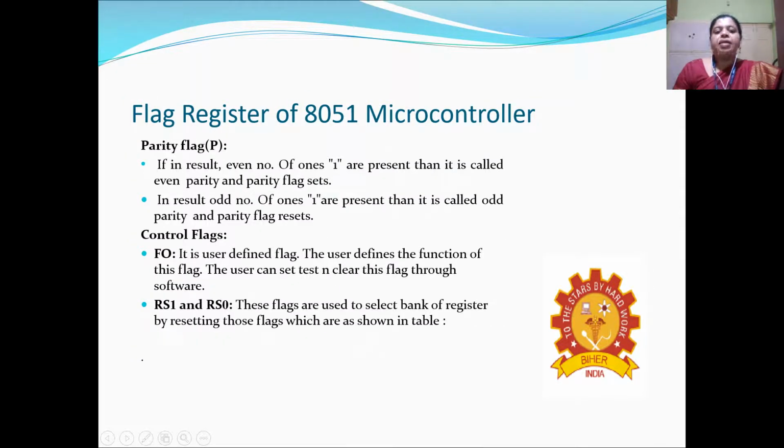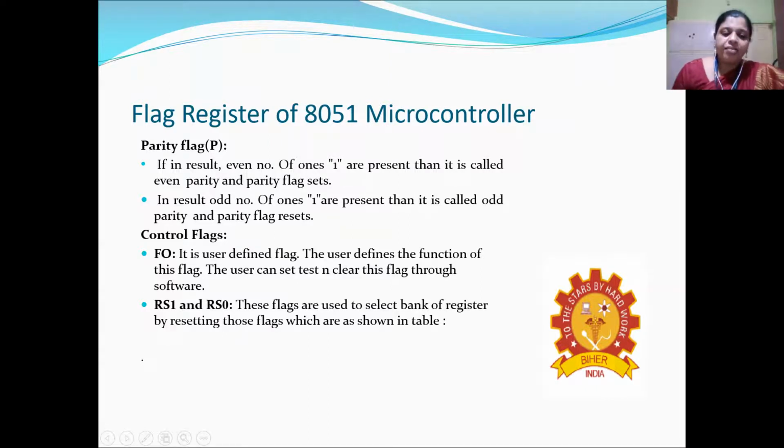Next is the parity flag. What is the use of this parity flag? Mainly it is used for checking errors during communication. In order to check whether an error occurs or not, we use this parity flag. In it, we count the number of ones. If the number of ones is even, we say it is even parity, and if the number of ones is odd, then it is odd parity. For even parity, the flag will be set, and for odd parity, the flag will be reset.